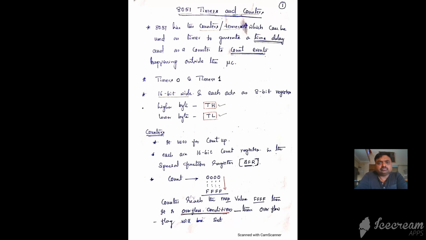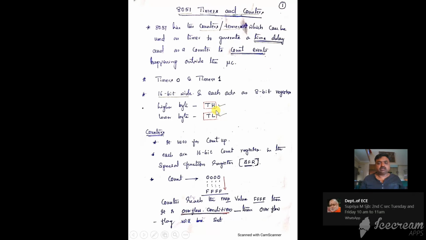As we know, the 8051 has two timers which can be used for generating a time delay as well as for counting events. It works with two operations. We have two timers, as I already said: timer 0 and timer 1. Each is a 16-bit wide register. It can also be used as 8-bit registers, that is TL and TH.